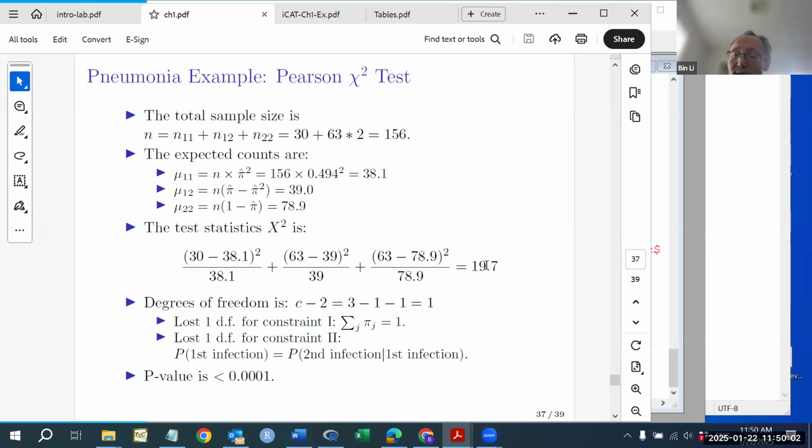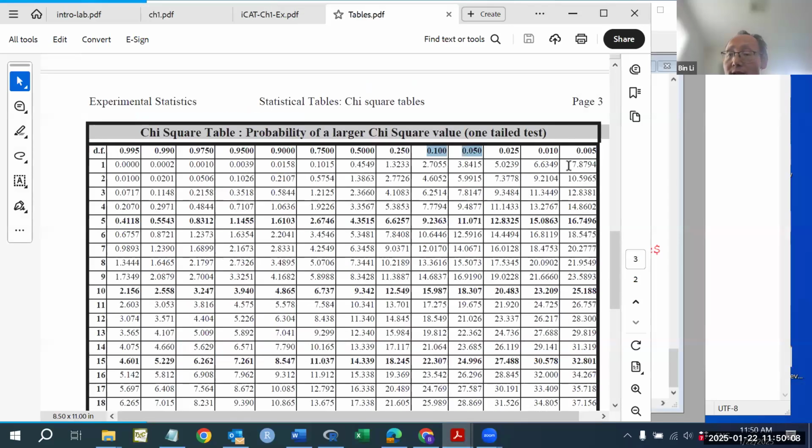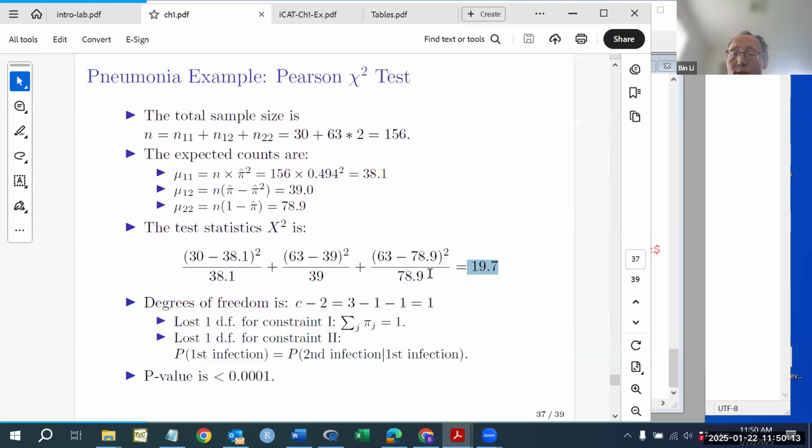So this is our test statistic. Of course, this is highly significant, right? So we should reject the null hypothesis. That means we have strong evidence to show that the conditional probability of getting the second infection is actually not the same as getting the first. Okay? Does that make sense?